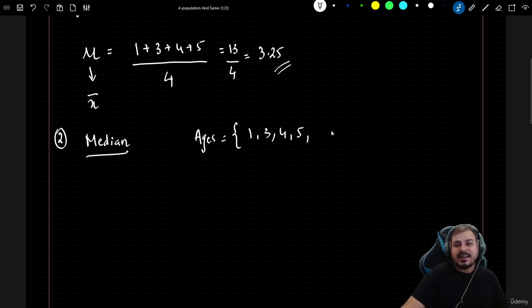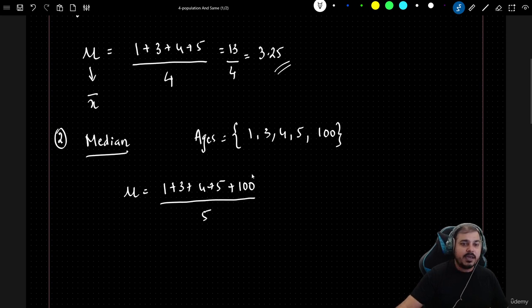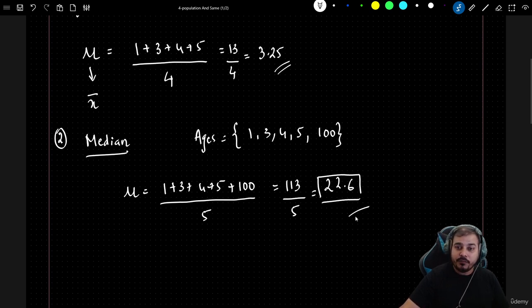Let's consider that I add one outlier, like 100. Now what will happen if I want to calculate the mean? It will become 1 plus 3 plus 4 plus 5 plus 100 divided by 5. Because the number of elements has now become 5, the total value is 113, divided by 5. Calculating this, 22.6 is my average value now.